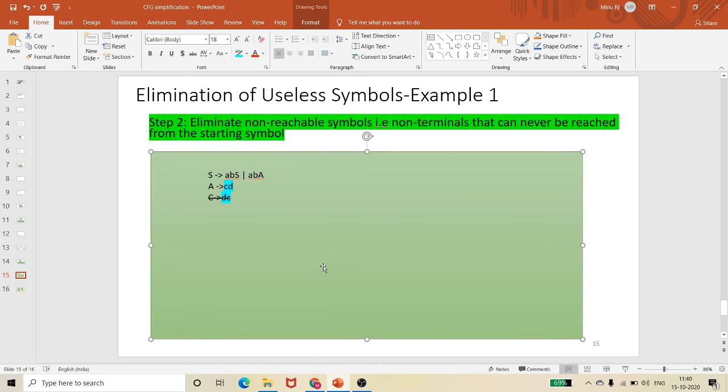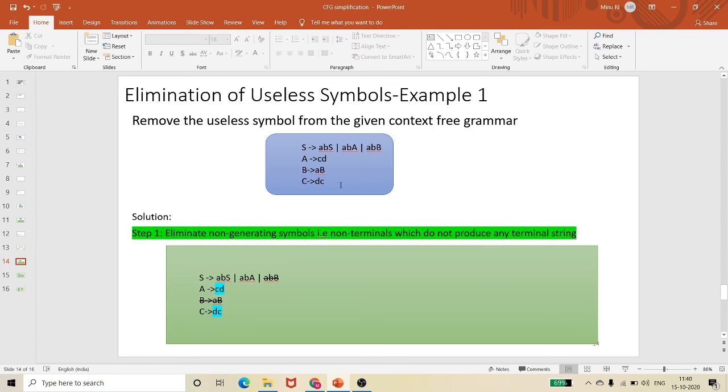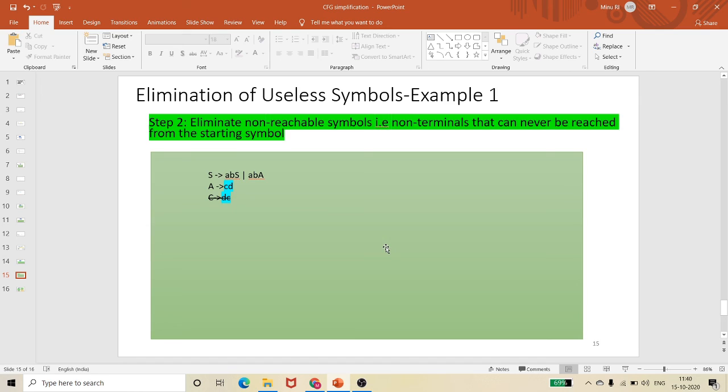So finally what is my answer? Actually this grammar has literally six productions: 1, 2, 3, 4, 5, 6. And because of the removal of these useless symbols, now it has literally 3 productions. 3 unwanted productions have been eliminated. So in this way we can eliminate the useless symbol.